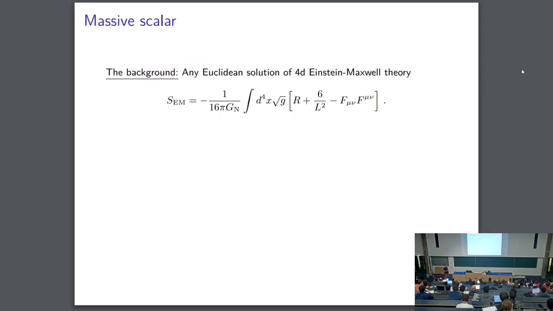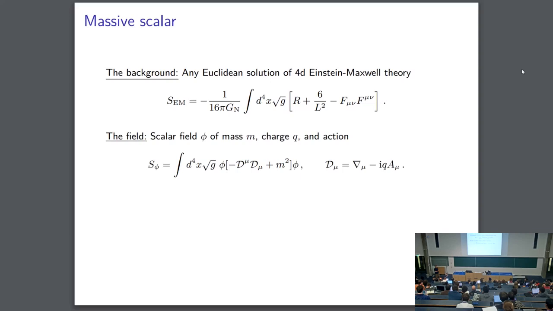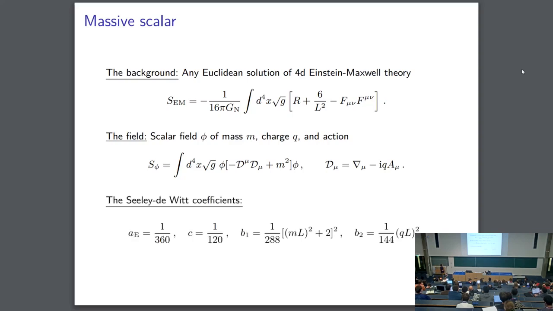So here's how it works for a massive scalar. We'll be interested, as I said, in 4D Einstein-Maxwell theory in Euclidean signature. So I have a Ricci scalar, a Maxwell term, and a cosmological constant. And on it, I will put a free scalar field of mass m and charge q. And then if you run this machine of the heat kernel, you can compute explicitly these coefficients a, e, c, b1, and b2 as a function of the mass and the charge.